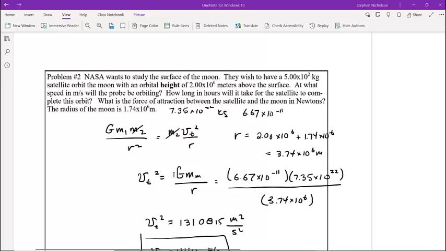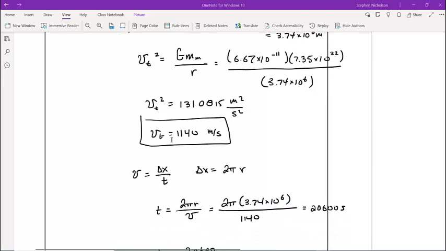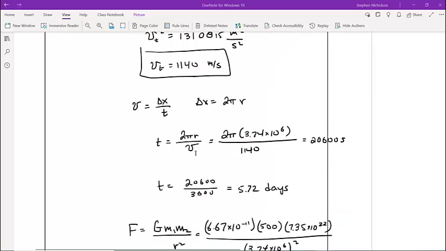This equation, which was the result of setting centripetal force equal to gravitational force, and eliminating common terms. So you use the universal gravitational constant, the mass of the moon, and the orbital radius. And if you solve for v, you get 1140 meters per second.